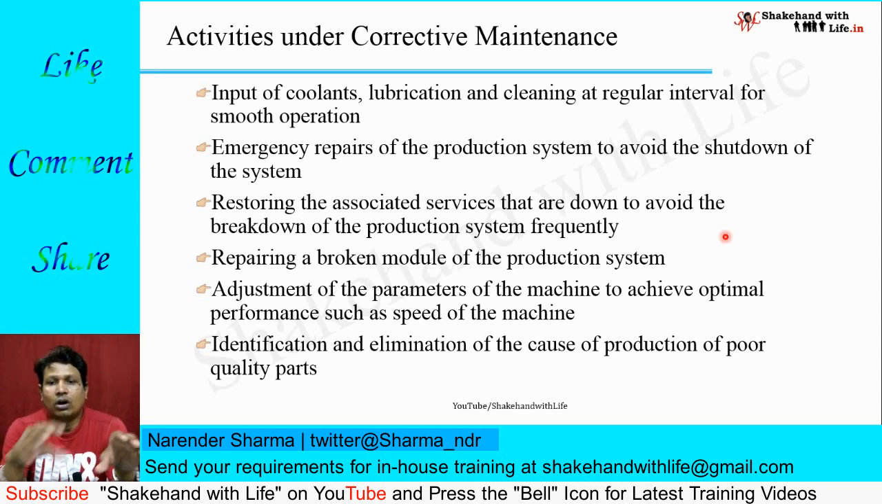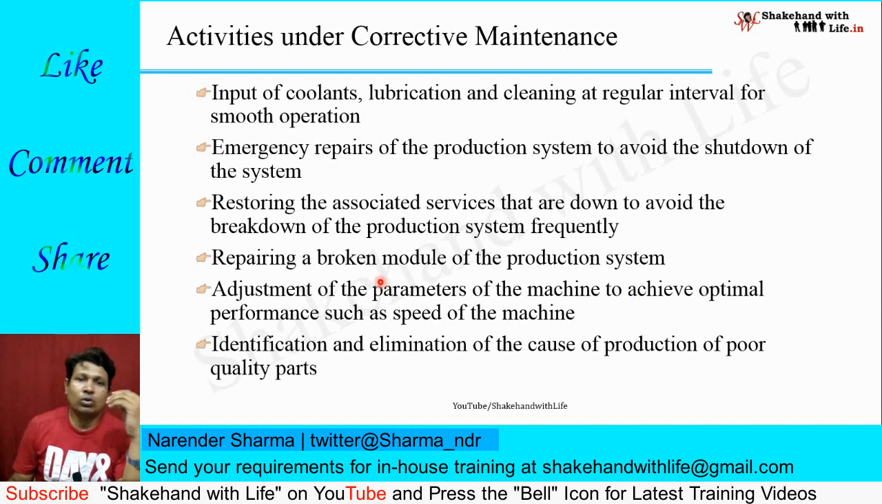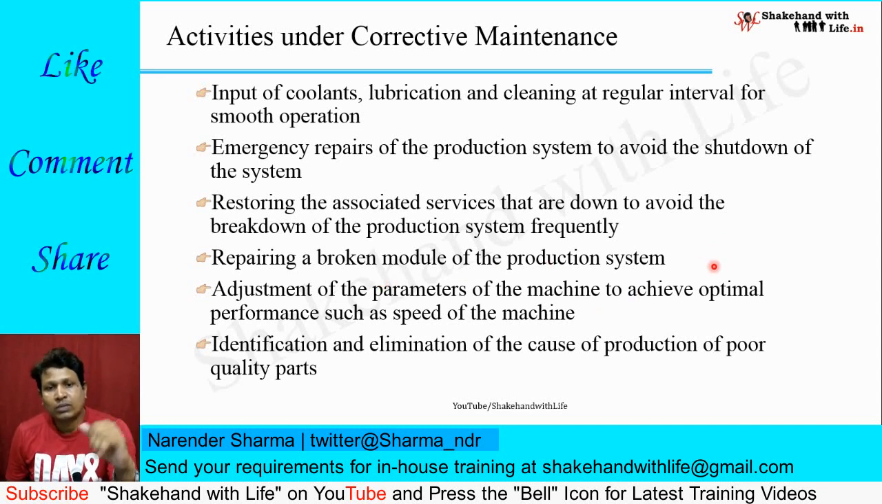Repairing a broken module of the production system. If a module breaks down in the production system, it must be taken off by the maintenance team, repaired as soon as possible and put back into the production system. Adjustment of the parameters of the machine to achieve optimal performance, such as the speed of the machine. If the speed of the machine is not optimal, the machine engineer or the machine supervisor must adjust the parameters of the machine so that the machine achieves optimal performance and its standard speed.